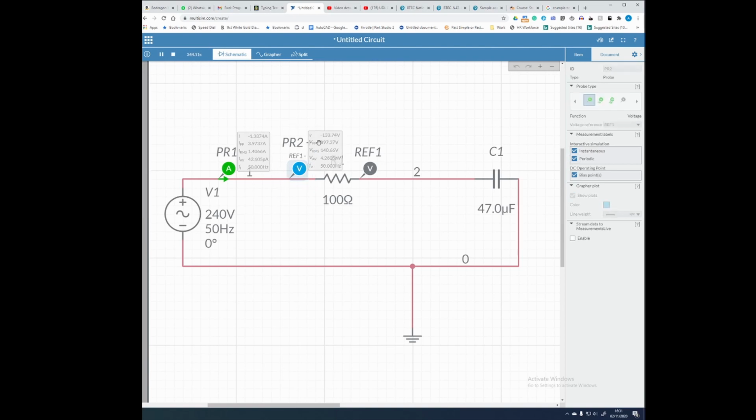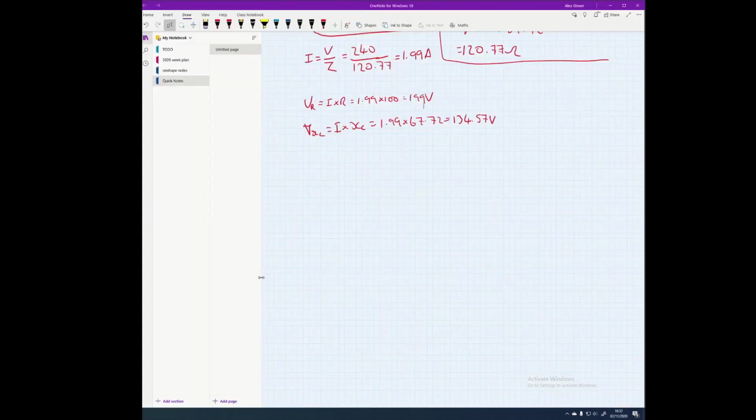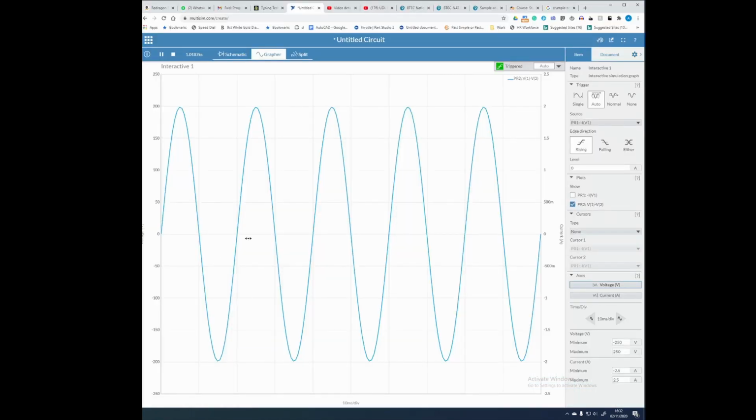So we see here that the peak to peak voltage, in fact we can look at it on the graph. You can see here peak to peak voltage from here is just shy of 200 from 0 to peak, and if we look back at our calculation, we got a voltage of 199, just shy of 200. So we're good on that one.